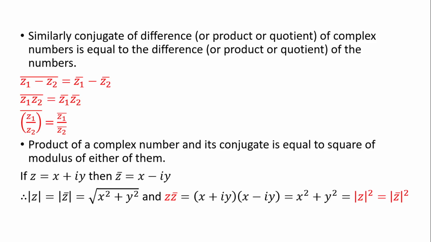And similarly, what is z minus z bar? It is equal to x plus iy minus x, and again here minus minus plus iy. So x minus x cancels out, and it is 2iy. So 2 into the imaginary part. So the summation of a complex number and its conjugate is equal to 2 into the real part of the number, and the difference of a complex number and its conjugate is equal to 2i into the imaginary part of the number.